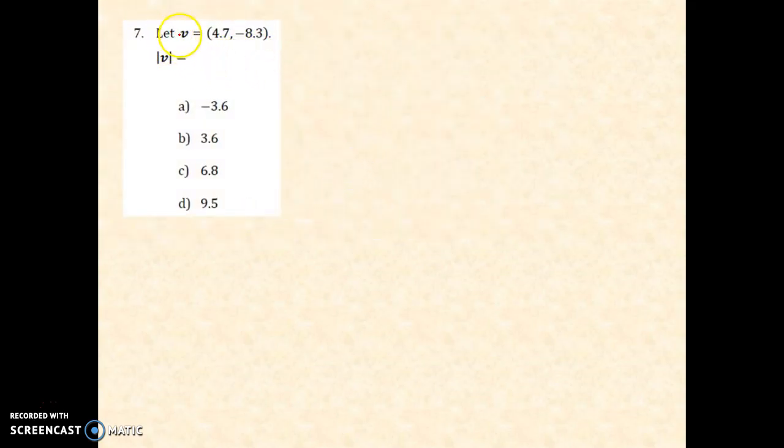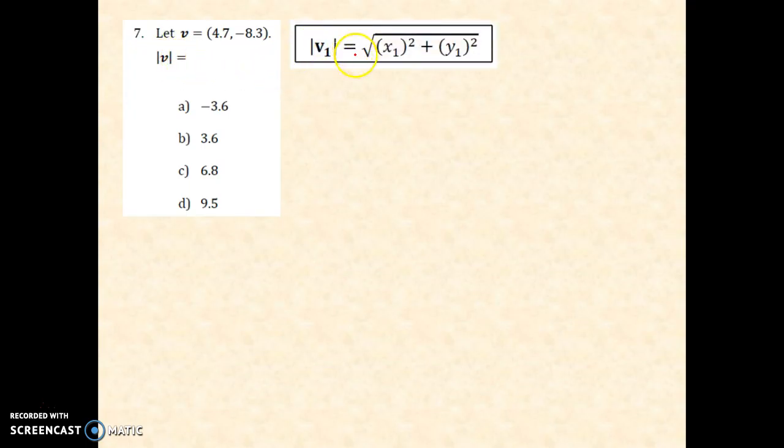Alright, so now our vector is 4.7, -8.3. And we want to find not the absolute value, but what we call the magnitude of the vector. The magnitude of a vector is a variation, and it's derived from the distance formula. So it's just the square root of x value squared plus y value squared. So the magnitude of V is the square root of 4.7 squared plus -8.3 squared.